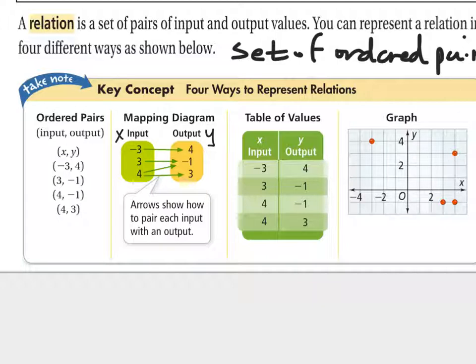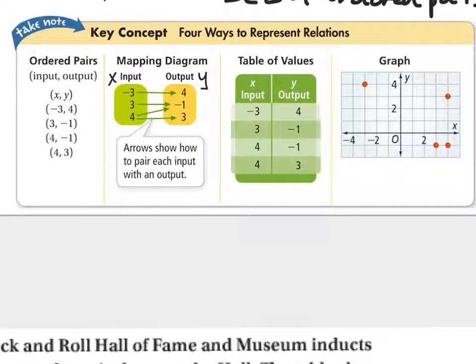The other way you can represent a relation is a table. And you've done this before as well. It shows it kind of fancy here, but you've seen it as an XY table.